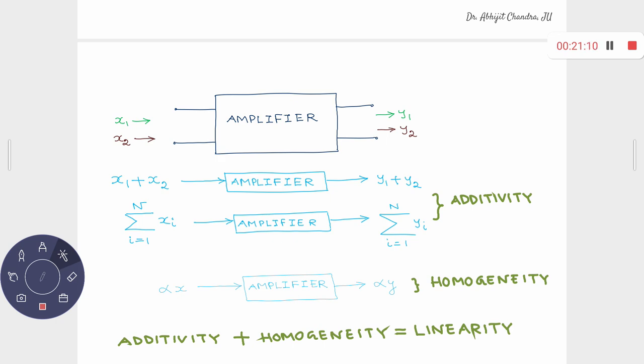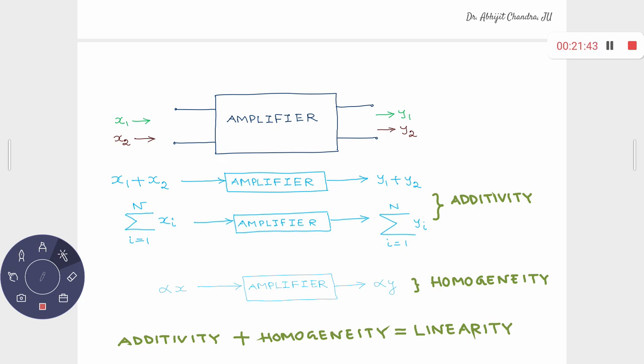And then, if both of these two properties hold, sometimes we confuse additivity with linearity. Additivity and linearity are not the same. If a system is additive as well as homogeneous, then the system is called a linear system. So additivity plus homogeneity will give you the notion of linearity.